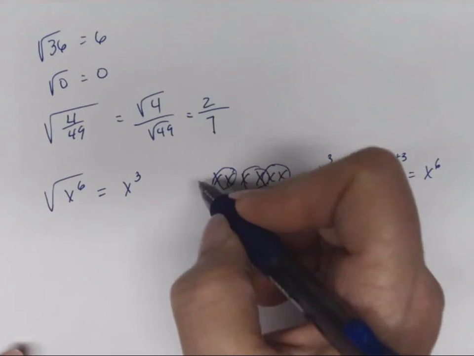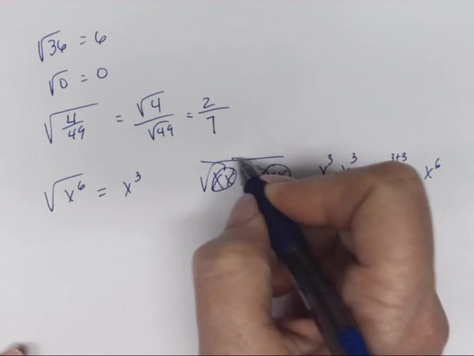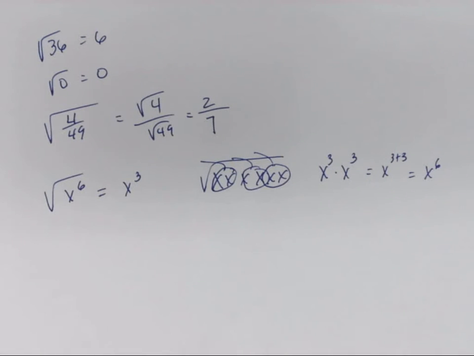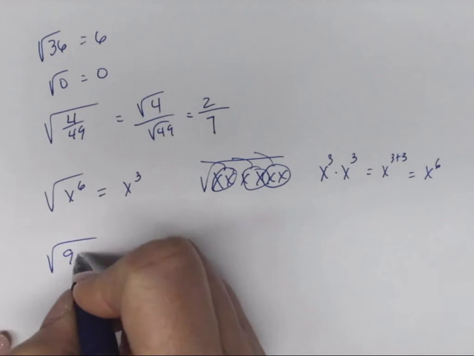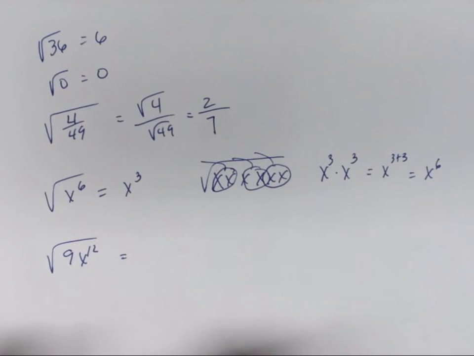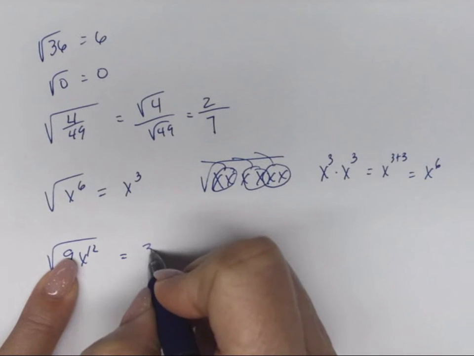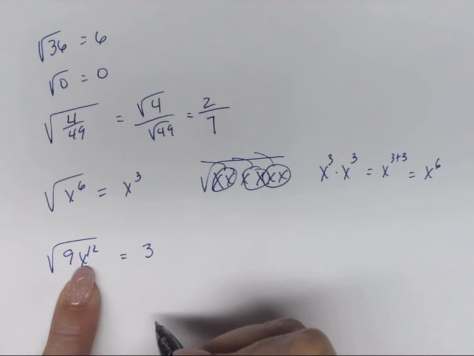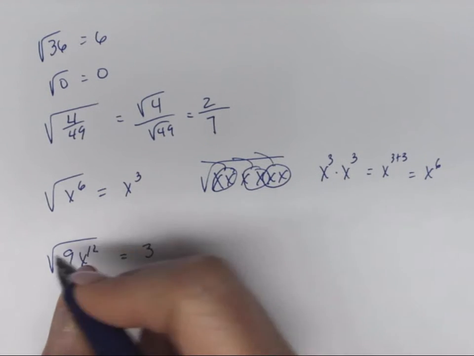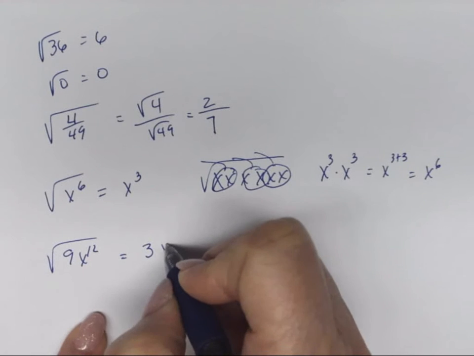Alrighty, and these of course would be under the radical and coming out. So the next thing we can look at is 9x to the 12th. The square root of 9 is going to be 3, and the square root of x to the 12, well, 12 divided by 2 will get us 6.